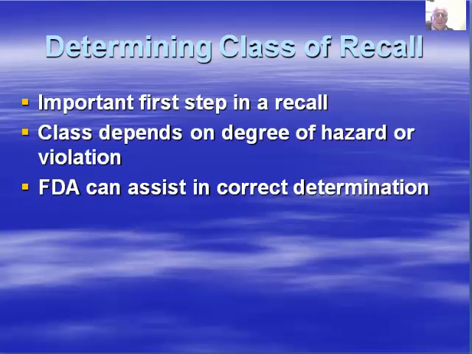The important first step in a recall, certainly, is determining the class of that recall. That is the first thing the company needs to do. And as we've already said, the class depends on the degree of hazard or violation. If you're initiating a recall as a company and you're not sure what class of recall it ought to be, the FDA can be very, very helpful in making you aware of what the correct determination should be.